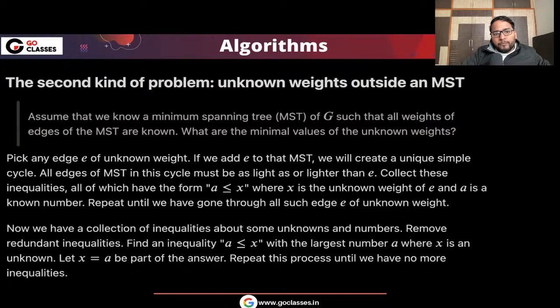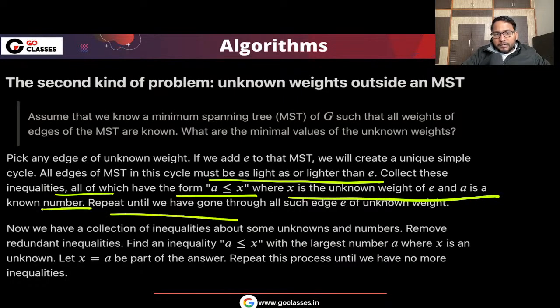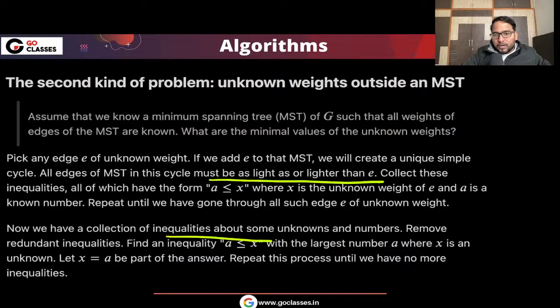In this, we pick any edge E of unknown weight. If we add E to the MST, it will create a unique simple cycle. All the edges of the MST must be lighter than this. So collect all the inequalities of the form x ≥ a, where x is the unknown weight of E and a is a known number. Repeat until we have gone through all such edges of unknown weights. Now we have the collection of inequalities of unknown and numbers; remove the redundant inequalities. Okay, let me tell you what they are trying to say.